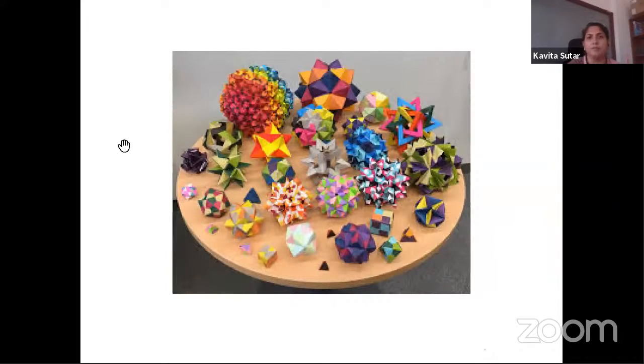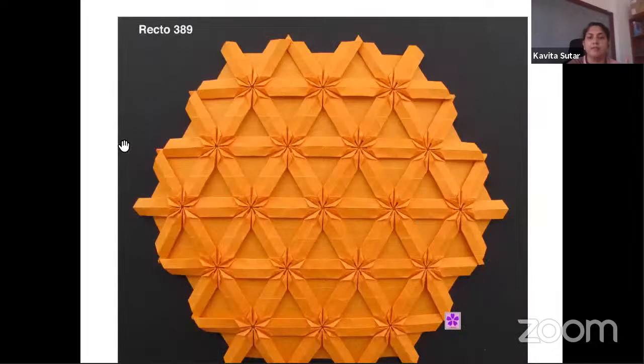These are all examples of modular origami. You can make various polygonal shapes using origami. This is an example of a tessellation. So in the end, again, I will show you what a tessellation is.